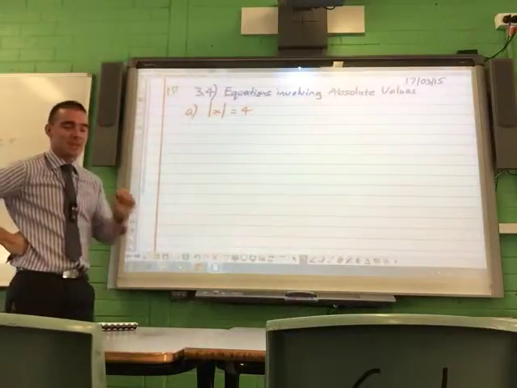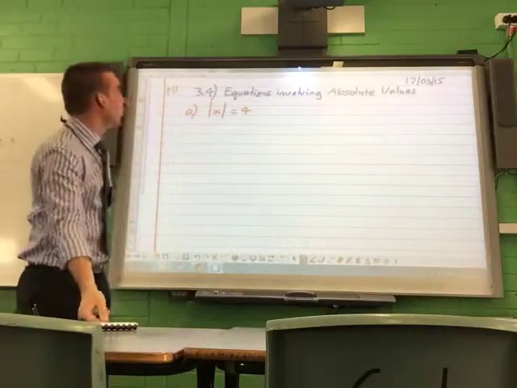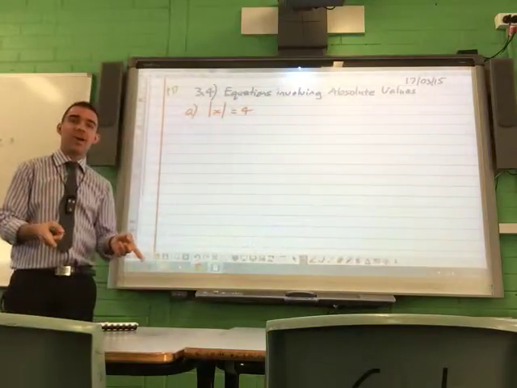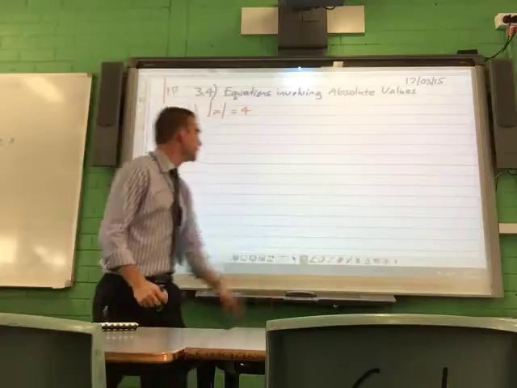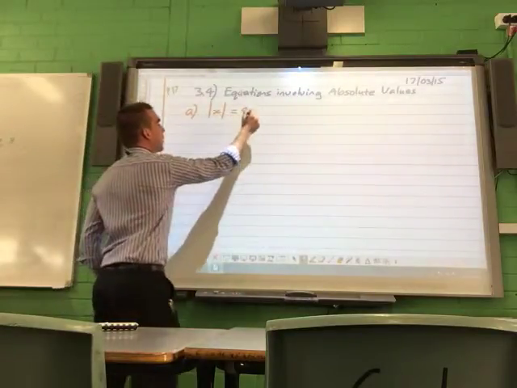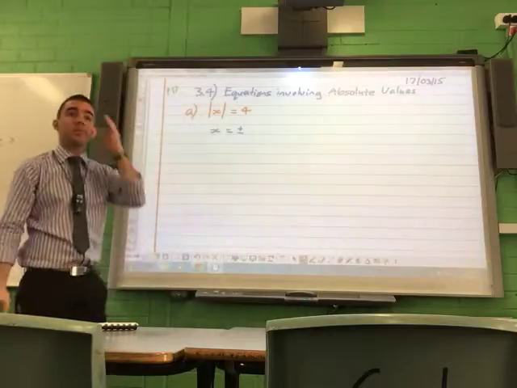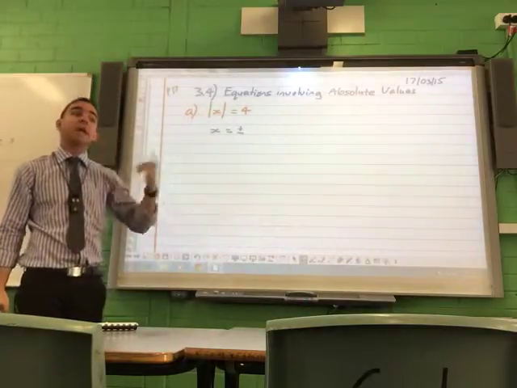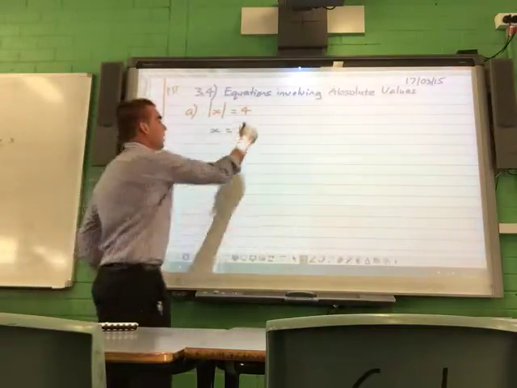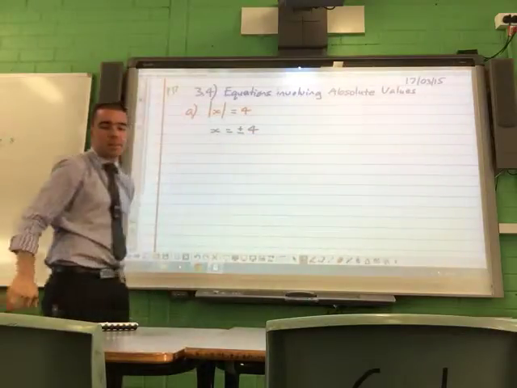So, the first question, absolute value of x is equal to 4. So what value of x, when I take the absolute value of it, gives me 4? Okay, so x is going to be plus or minus, that's the universal notation. That means we're taking both the positive and the negative of that number.